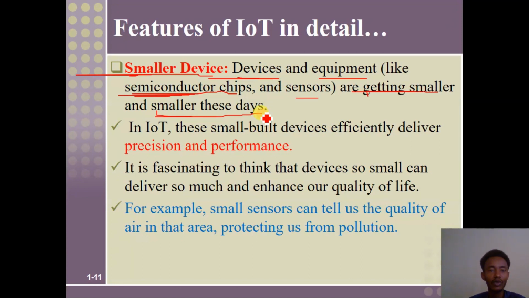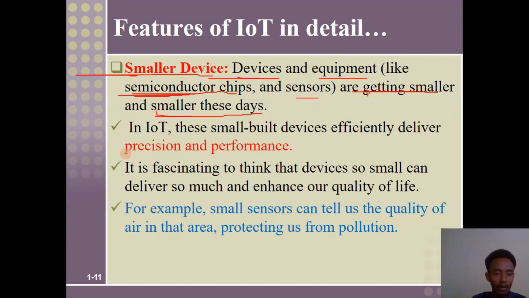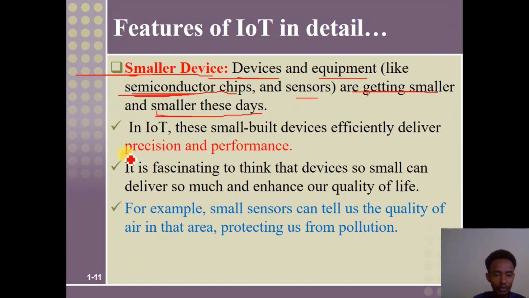We will talk about this also in nanotechnology. So in these intelligent IoT devices, the devices are becoming smaller and smaller, yet are capable enough to collect data from the environment, and they are also able to communicate with each other. So in IoT, these small devices efficiently deliver precision and also performance. Their precision, accuracy, and performance are very high.